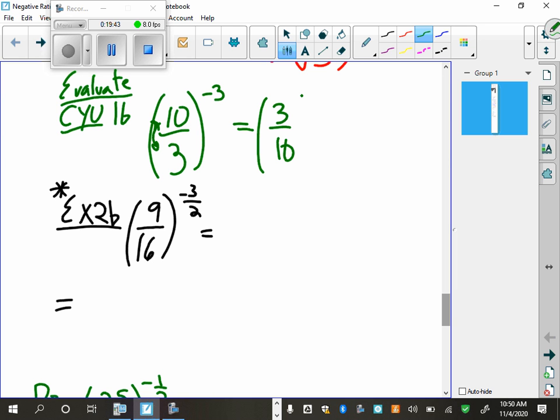Second step, go ahead and get rid of the negative on the exponent and make it positive. Just like we do when we put 1 over. So this exponent turns into positive 3.